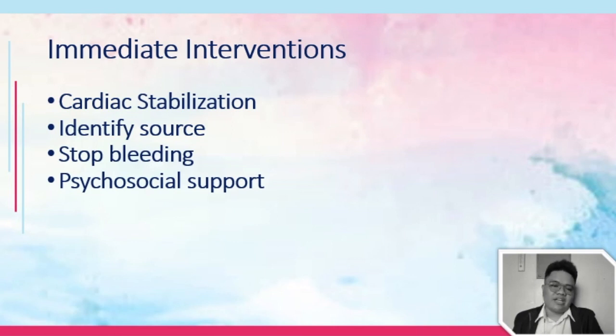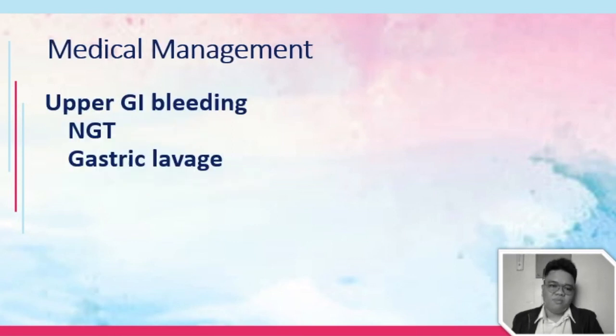And then, of course, your psychosocial support. Because if there is anxiety, anxiety increases the blood or the oxygen demand of the body, which is not helpful if your patient's blood is being depleted. Then, for upper GI bleeding, as I have mentioned, nasogastric tube, and then you have your gastric lavage.